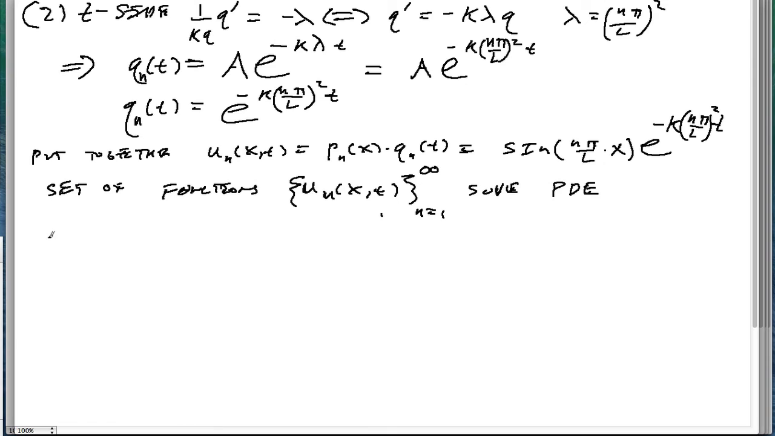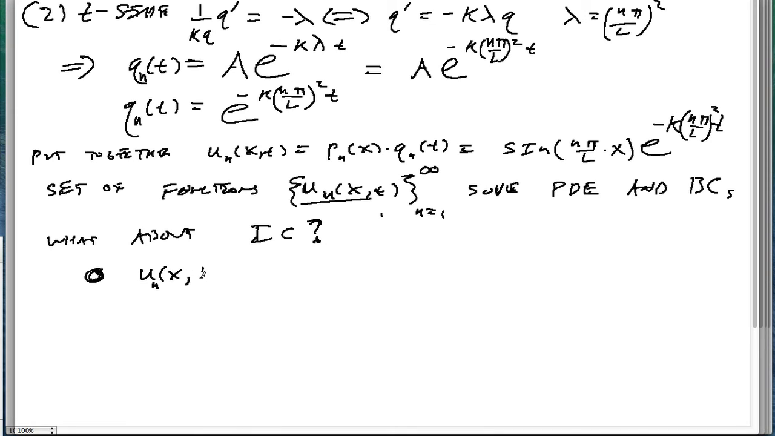But what about initial conditions? So these functions here, this set, solve the BCs, the boundary conditions. But what about the initial conditions? Certainly, if we set u_n(x, 0), that's going to be equal to simply sine(n pi over L x), which is simply what we call P_n(x).